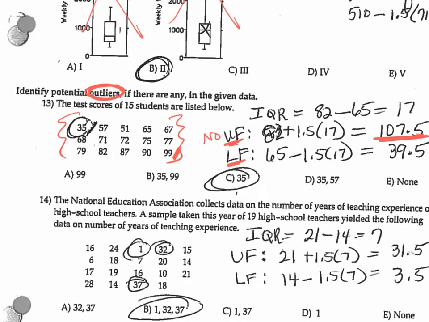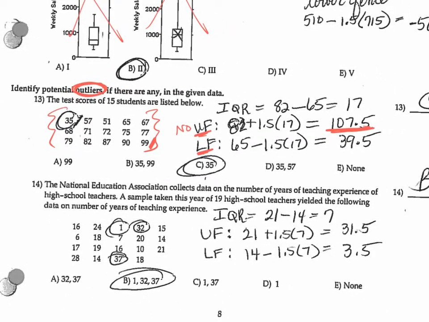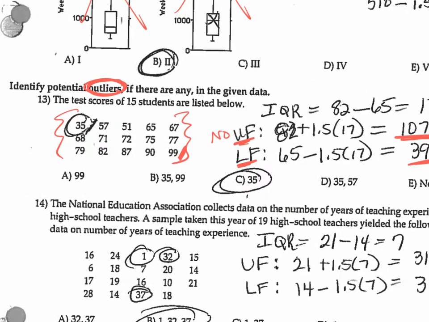All right. Now lower outlier fence, it is Q1 minus 1.5 IQRs. That's 39.5. So let's look at the list of numbers. 39.5 is right here between 35 and 37. So 35 is below the lower outlier fence, so it's a lower outlier. So 35 is the only outlier in this data set.